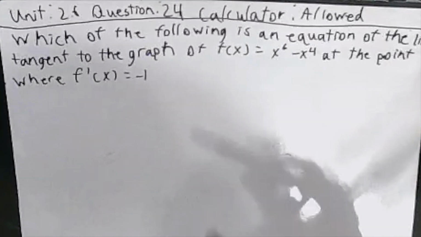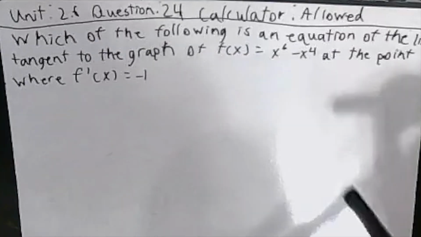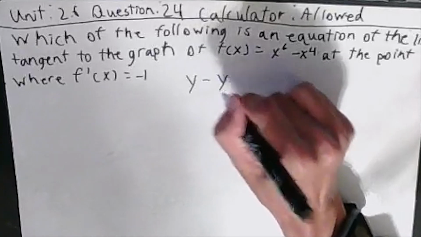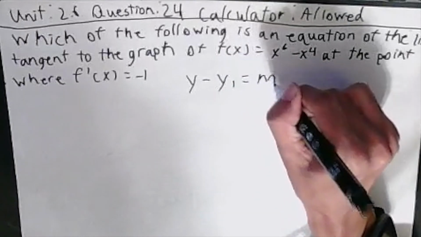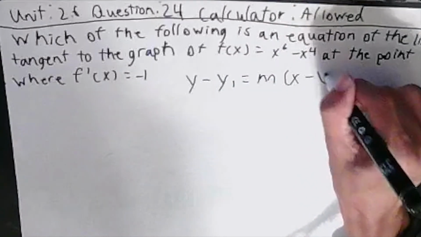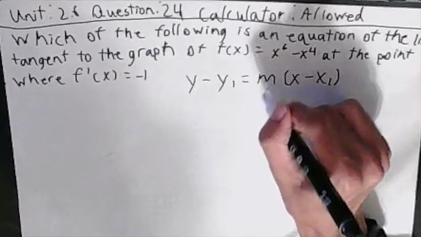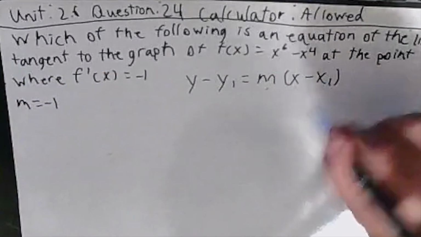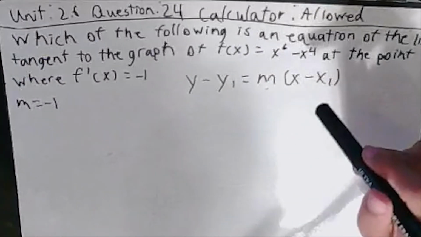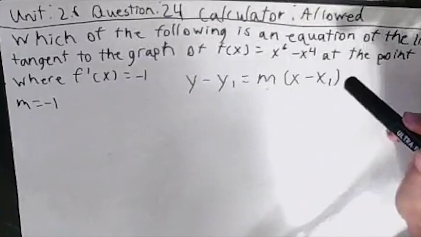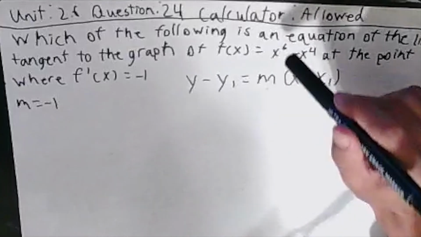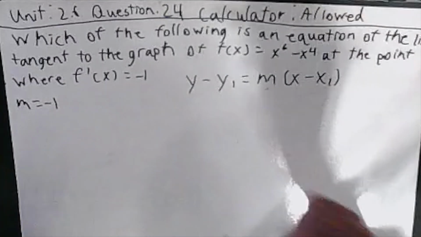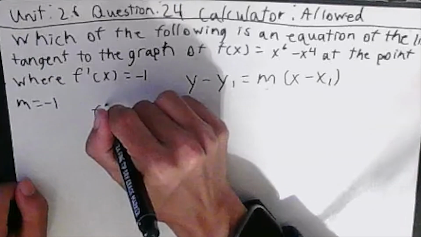It's negative 1. We're trying to find the point, so to do the rest of our equation, let's remind ourselves of the equation really quickly. y minus y1 equals m times x minus x1. We already have our slope m, which is negative 1. So all we're trying to solve for now is our point. So now that we know our slope is negative 1, we can find the point where f prime of x equals negative 1 by taking the derivative of the function, finding f prime of x and setting it equal to negative 1. So let's start by finding f prime of x.